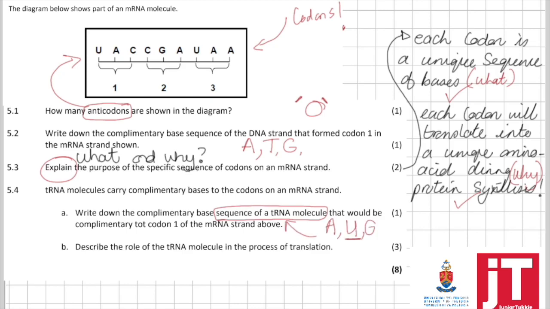We have A, U, and G. So U would pair with A on a tRNA, A would pair with U on the tRNA, and C with G on a tRNA. Why not T on the tRNA molecule? Because it is an RNA molecule, and we have uracil substituting for thymine.